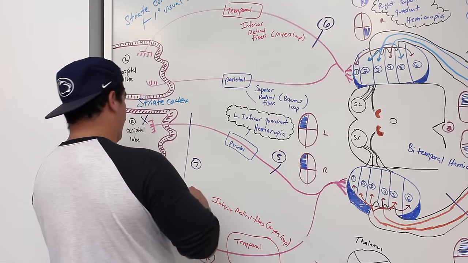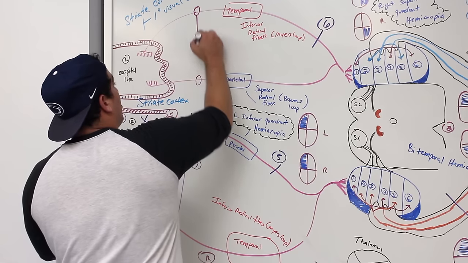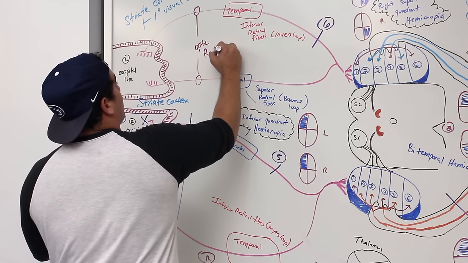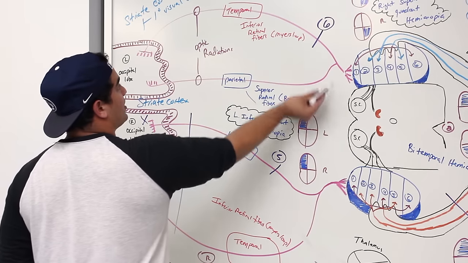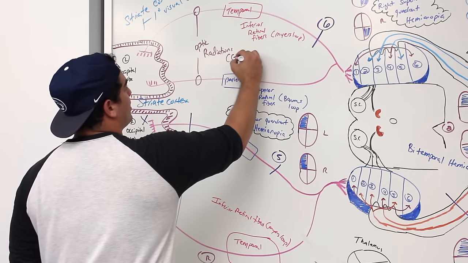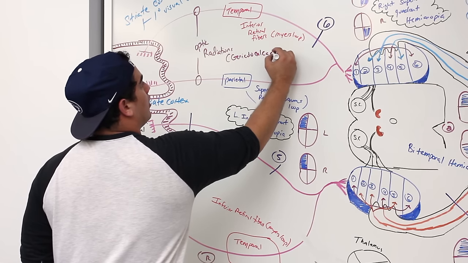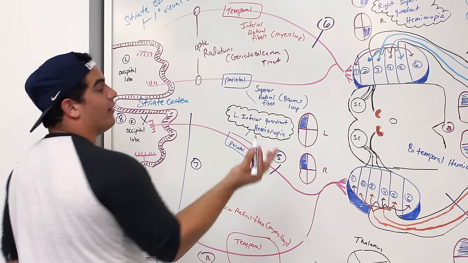These pink structures here, all of these, this one here from both sides, they're called optic radiations. These superior retinal fibers and inferior retinal fibers make up what's called the optic radiations, or you can call this the geniculocalcarine tract, and the reason why is that it's coming from the geniculate body to the calcarine fissure.